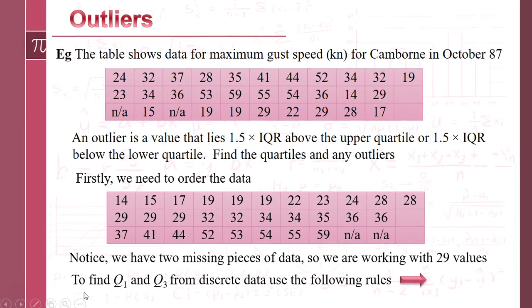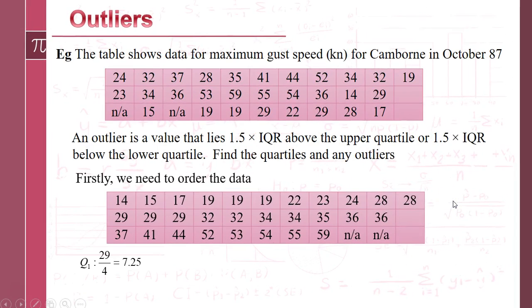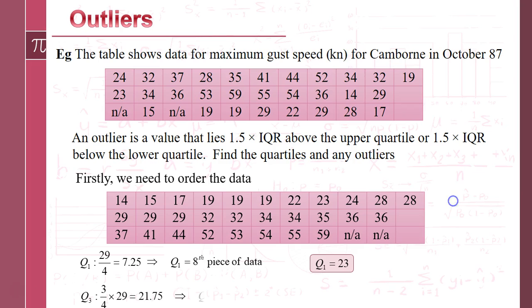So let's go back now and apply that to our data set. We've got 29 pieces of data, divided by 4 is 7.25. It's not a whole number, so we're going to round up. I know it seems weird to round up 0.25, but that's what the rules say. So our lower quartile is the 8th piece of data. Let's just go through and pick that one out. There it is. The same for Q3, our upper quartile: 3/4 of 29 is 21.75, and so Q3 is our 22nd piece of data. There it is.